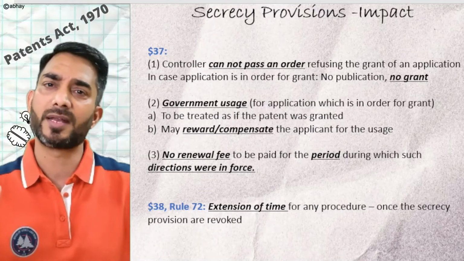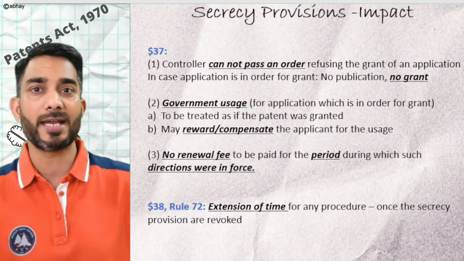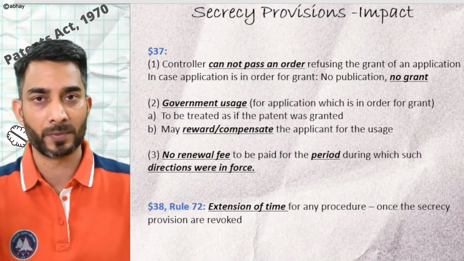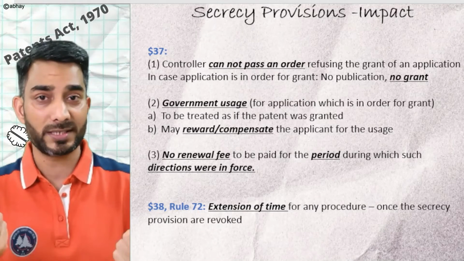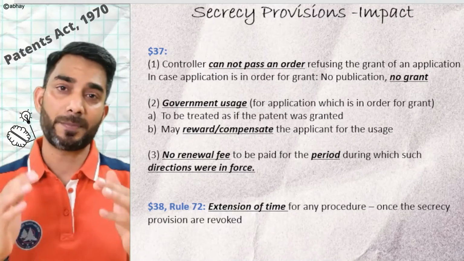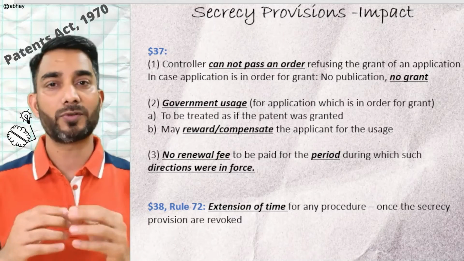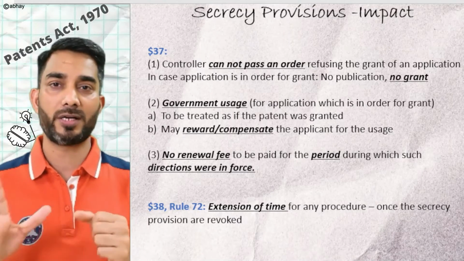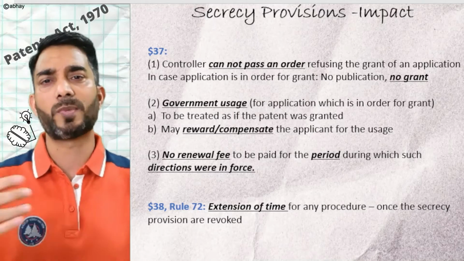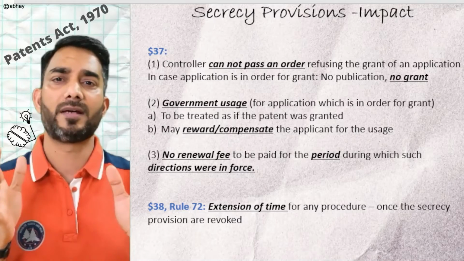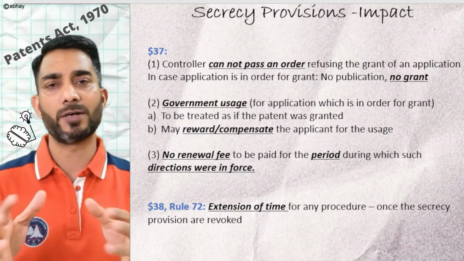As per section 100 and the relevant sections, the government or any person authorized by the government can use the invention for their own purposes. Applications which were found to be in order for grant, but cannot be granted due to secrecy provisions, would be considered as granted applications for the purpose of determining compensation to be provided to the applicant, who may be suffering because of the delay caused by the secrecy provision. So the government can reward or compensate them for the usage as if a patent was granted on it.